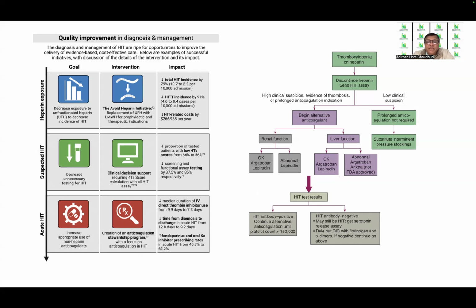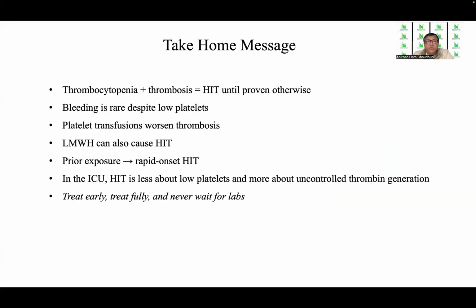Depending upon the HIT results, if HIT antibody positive, continue alternate anticoagulation until the platelet count is more than 1.5 lakhs. If the HIT antibody is negative, but it still may be HIT, so get a serotonin release assay and rule out DIC with fibrinogen and D-dimers. If negative, we should continue as above. If the suspicion is low, prolonged anticoagulation is not required and can be substituted with intermittent pressure stockings, because that will also give necessary protection.